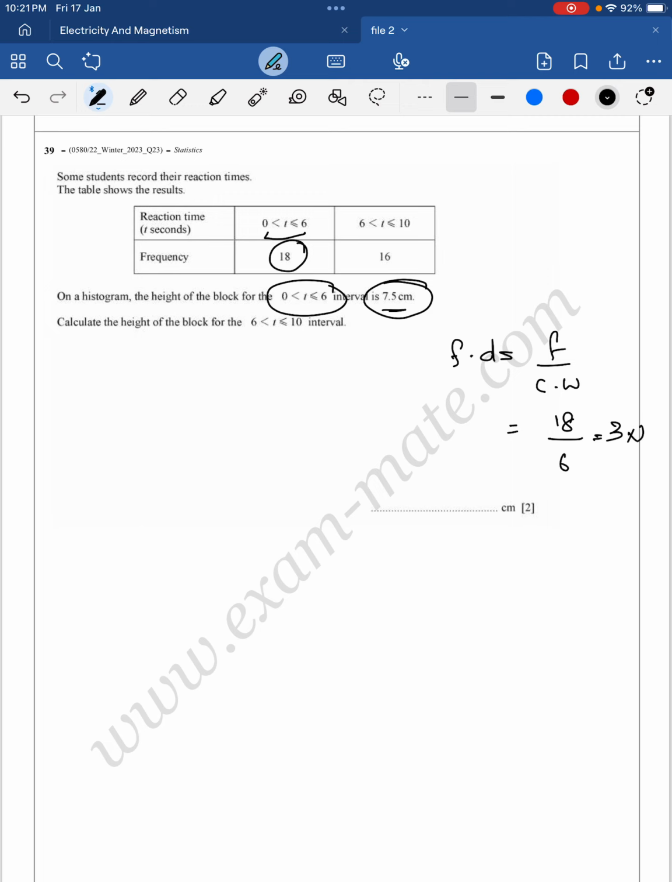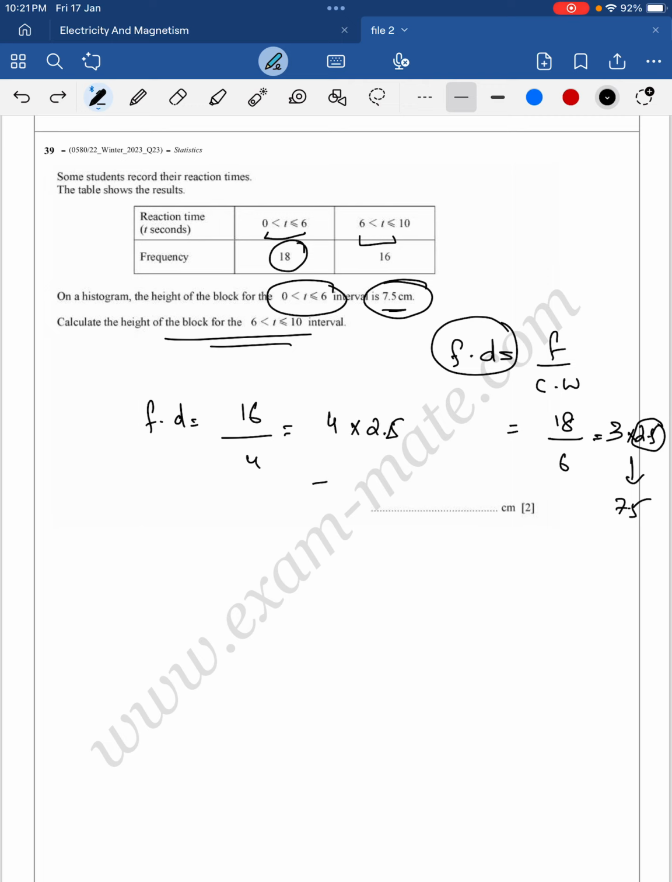So 3 times 2.5 will be equal to 7.5. So it means that I have to multiply my frequency density value by this factor 2.5 to find the height of the block 6 to 10. So again, using this formula, frequency density, frequency is 16, and class interval over here is 10 minus 6, which is 4. 16 upon 4 is 4, multiplied by 2.5, which is equal to 10. Clear?